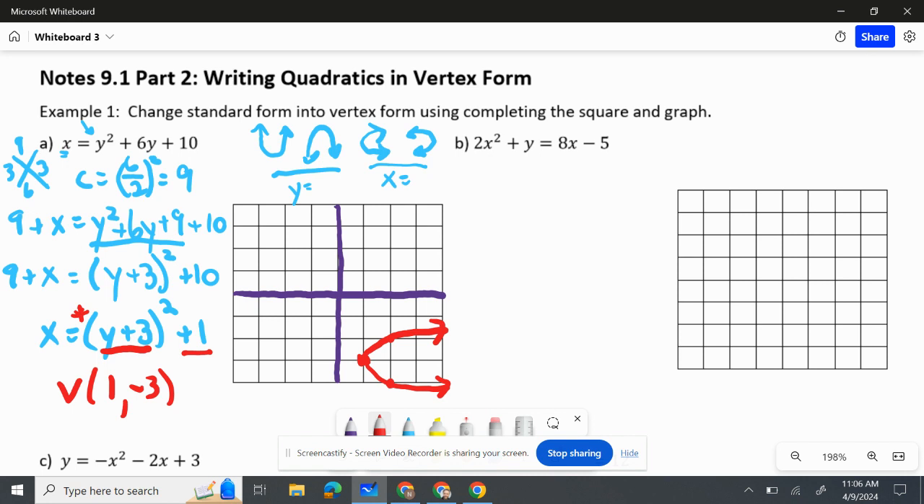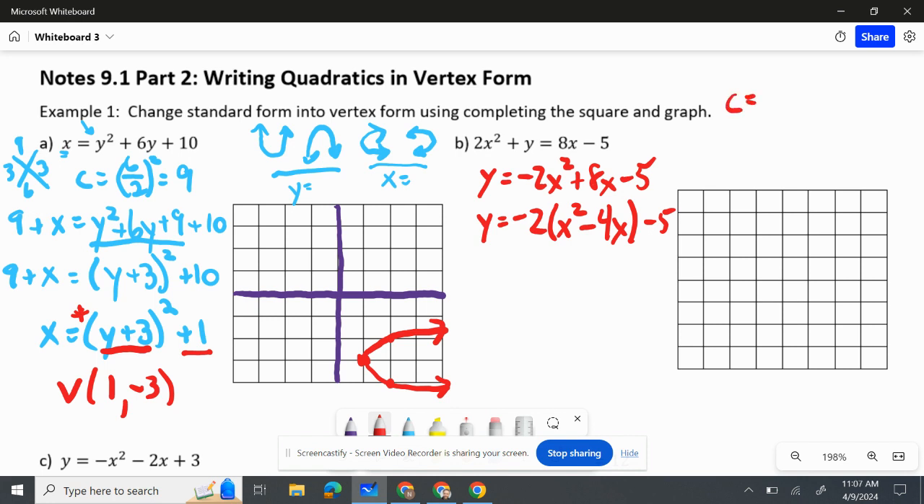Now, if we're looking at the next one, what's going to be different about this is y equals. So we have y equals negative 2x squared plus 8x minus 5. Since I have an a value, I'm going to factor out the negative 2, and I get x squared minus 4x. I'm going to find my new c value. So I'm going to take the negative 4 divided by 2 and square it, which gives me a 4. So I have y equals negative 2, x squared minus 4x plus 4, and then I have minus 5.